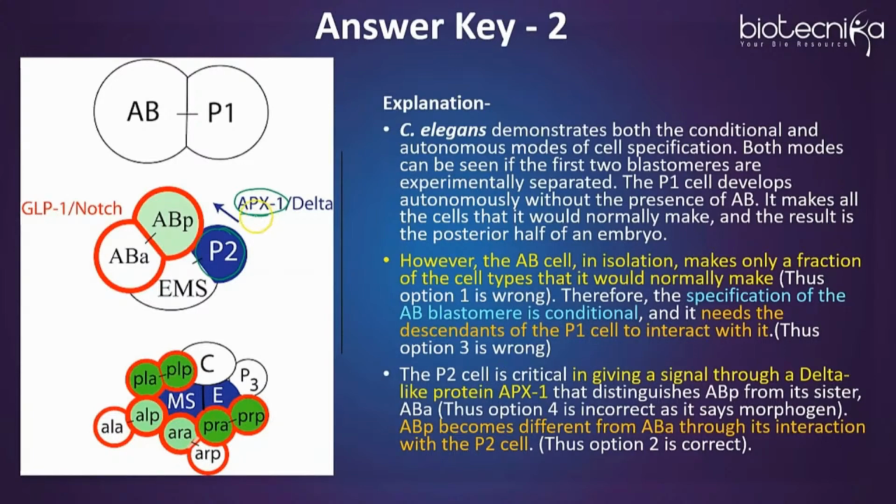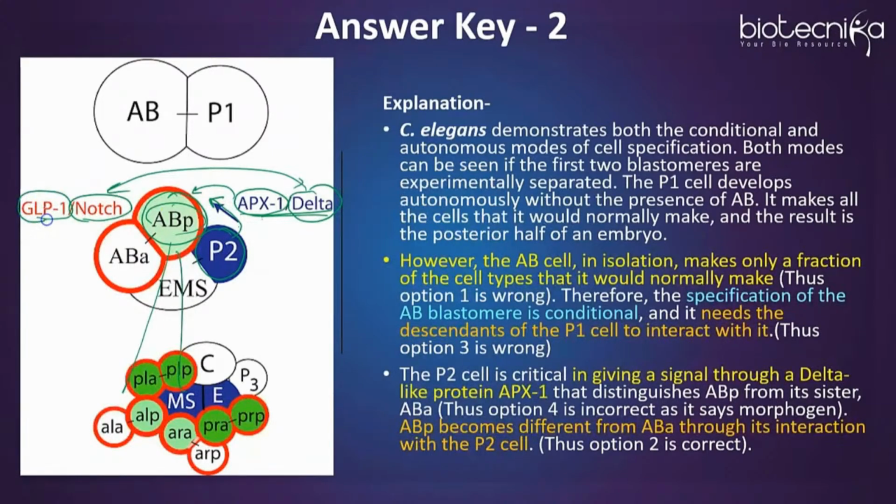Okay, so APX1, which is a delta type of signal. We have the delta notch signaling pathway, which is very important from the CSIR point of view. So APX1 is the signal name which is released from P2, and whichever AB cell gets that signal, only that cell becomes ABP. So the descendants and the other cell fates will come accordingly, okay?